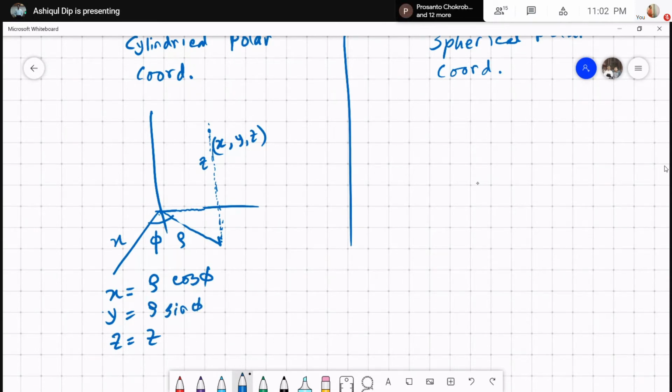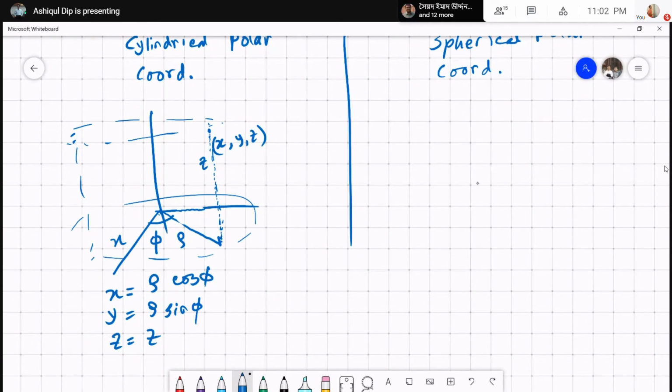So why do we call it cylindrical coordinates? Because we assume there is a hypothetical cylinder of radius rho on which that particle actually lies. So we use the coordinates drawn on the cylinder to distinguish that particle, that point.